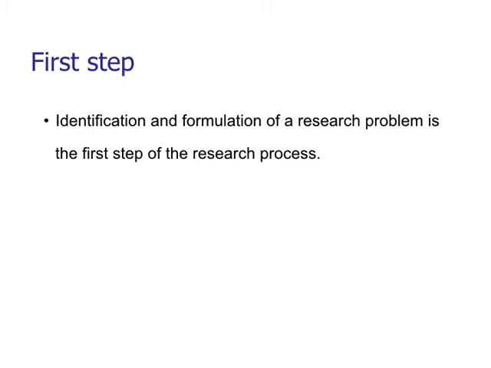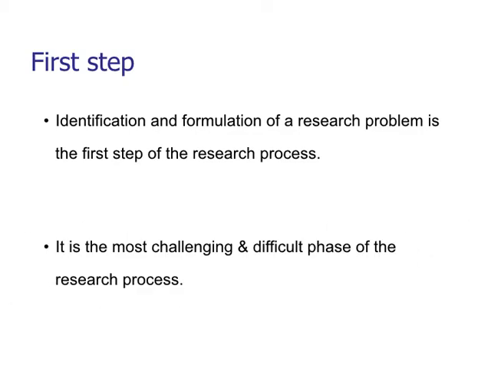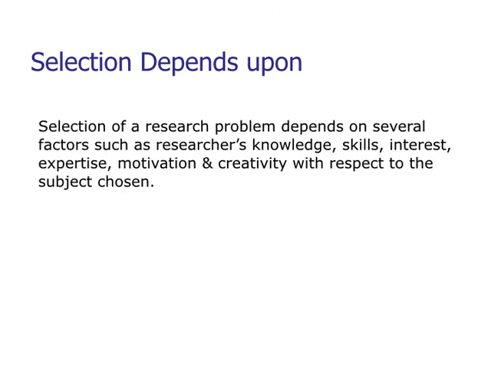So the first step is identification and formulation of a research problem. It is basically the first step of the research process, and it's the most challenging and difficult phase of the research process. Now, it doesn't mean that it's a piece of cake. You have to think about a problem, and then you have to think about approaching a problem, because we might go at a problem with our own biases that can create problems. So selection depends on many factors, such as the researcher's own knowledge, skill set, motivation, expertise, and time spent in the field. All these factors count in identifying your research problem.